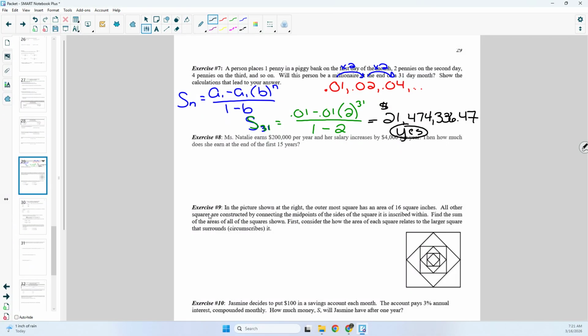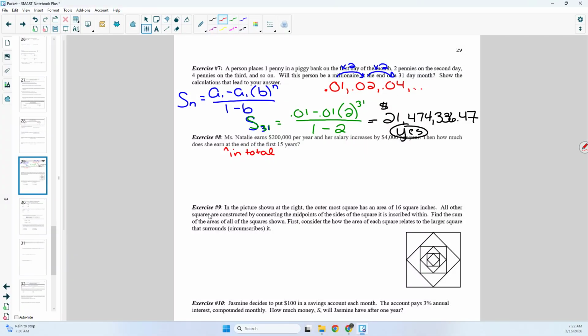The next one says Miss Natalie earns $200,000 per year and her salary increases $400 per year. How much did she earn at the end of the first 15 years? So I don't like the wording of this question. We usually see on these something like in total, or maybe even how much has she earned. So something that says, I don't really want to know how much she made the 15th year. I want to know the sum of all those.